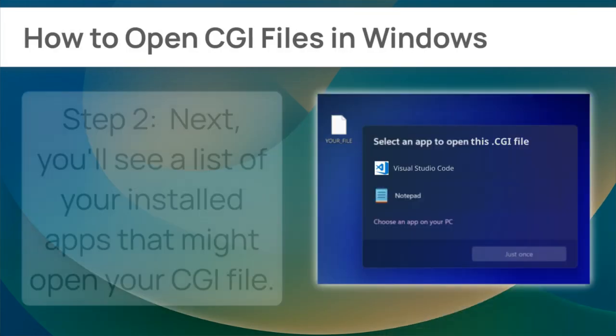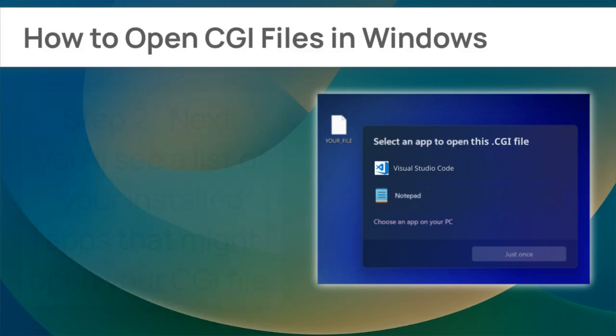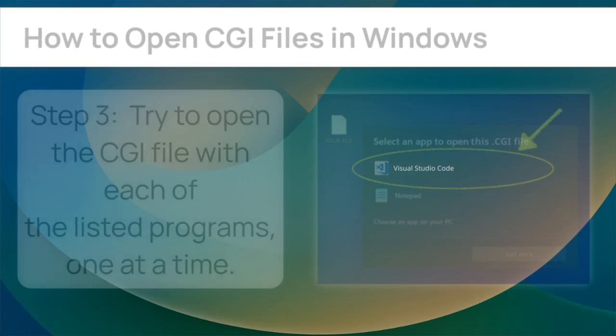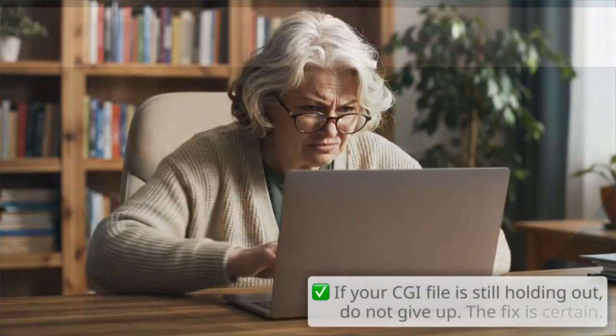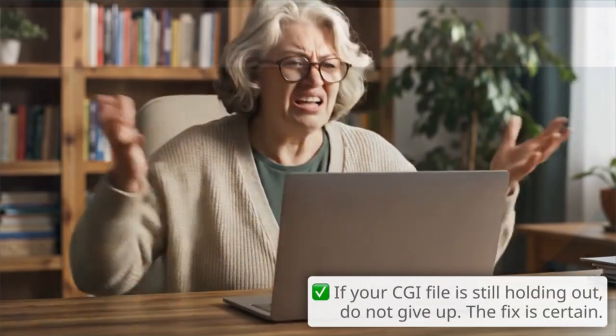Right-click your CGI file and select Open with, then test Visual Studio Code if it appears. If it fails, select the next application. Testing eliminates application guesswork. If you are still having trouble opening the CGI file, do not worry. Don't be confused by the error message. Here are the 3 most common technical reasons your CGI file is not opening.